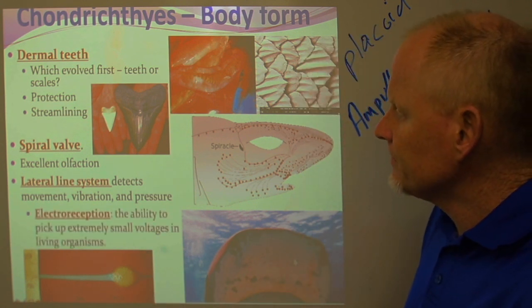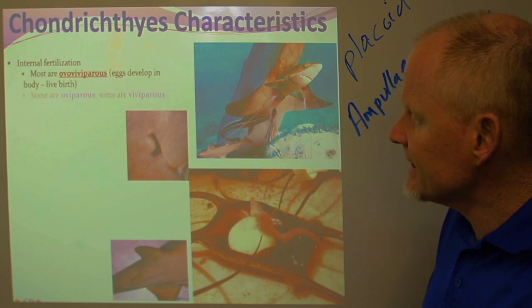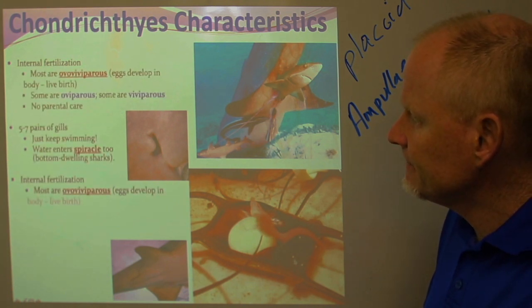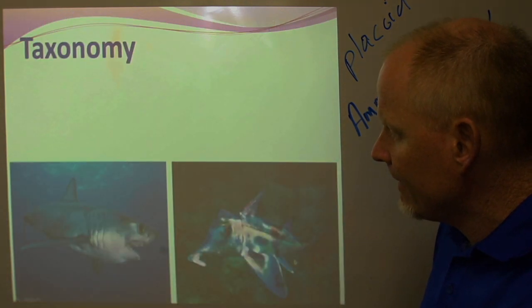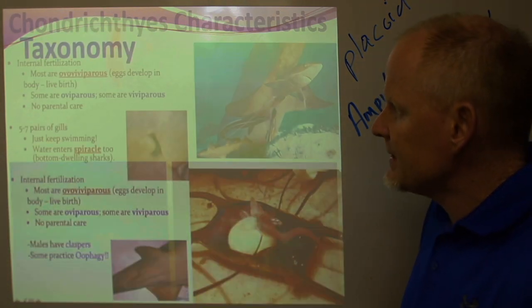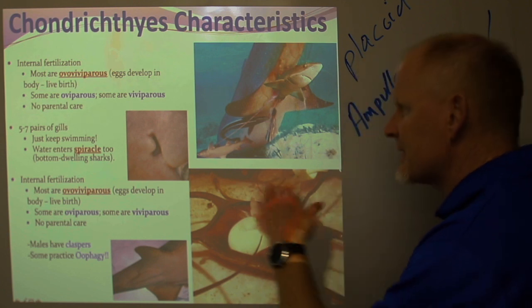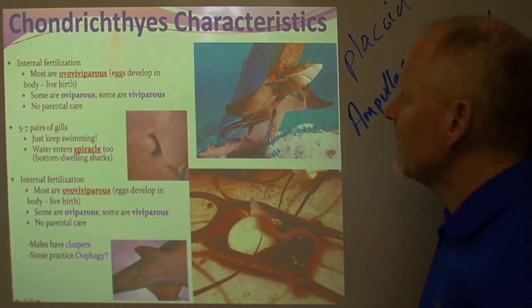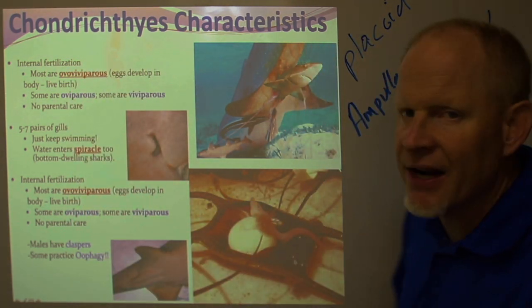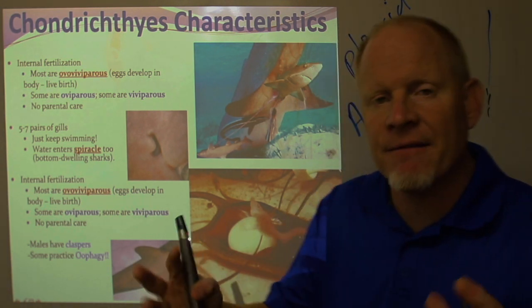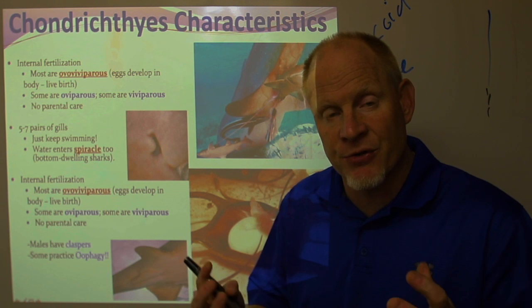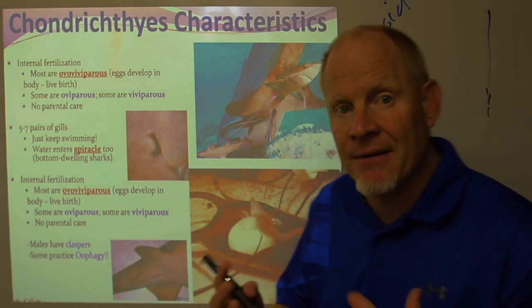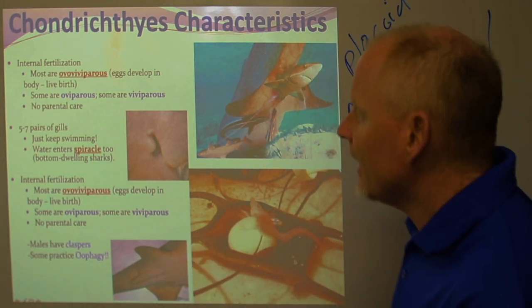All right, so back to this slide here, before we do the taxonomy. So here are the rest of the characteristics I kind of want you to know about sharks. This also introduces you to the reproductive strategies that vertebrates have. Sharks show all three reproductive strategies, which shows you how diverse and derived they actually are.